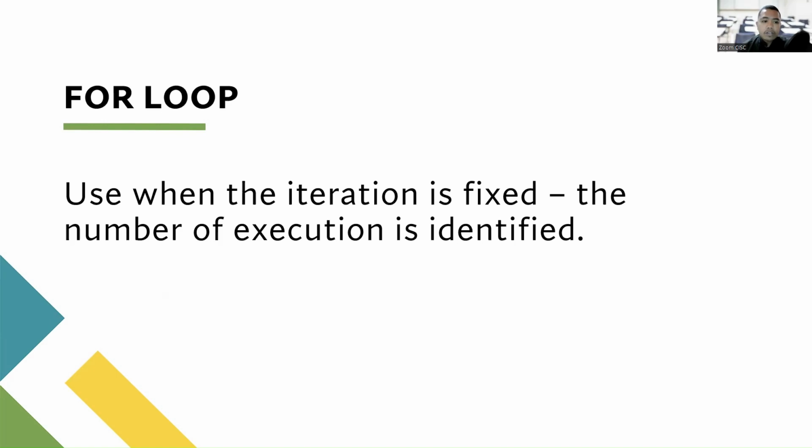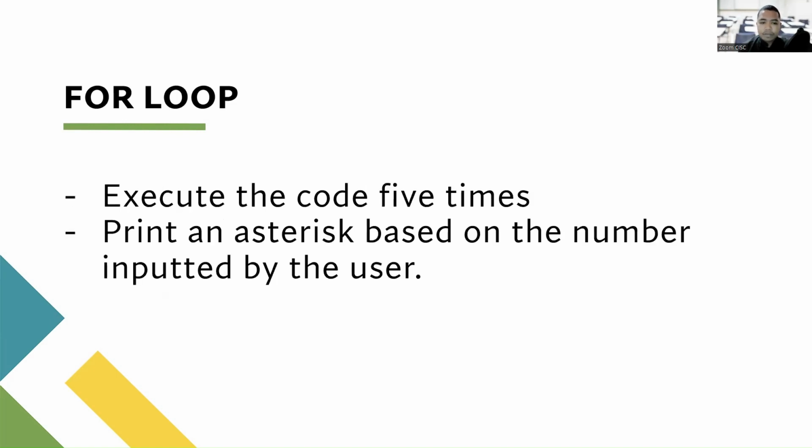So the for loop is used when the iteration is fixed, meaning the number of executions is already predefined or identified. Unlike the while loop and the do while loop, which we use if the number of iterations is not fixed. So for example, there are some problems that can be solved using a for loop. For instance, execute the code 5 times. That's obvious since the iteration is fixed to 5 times.